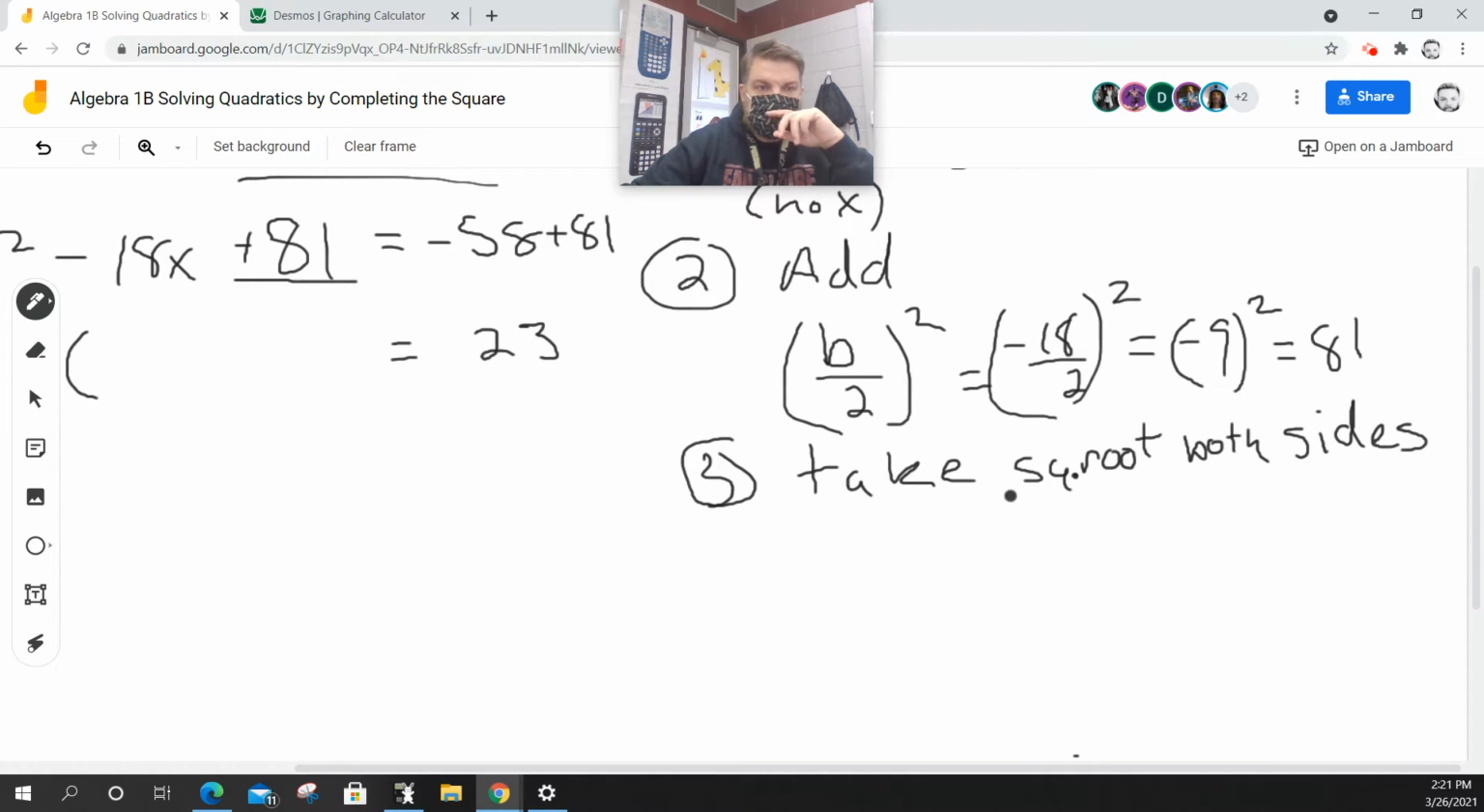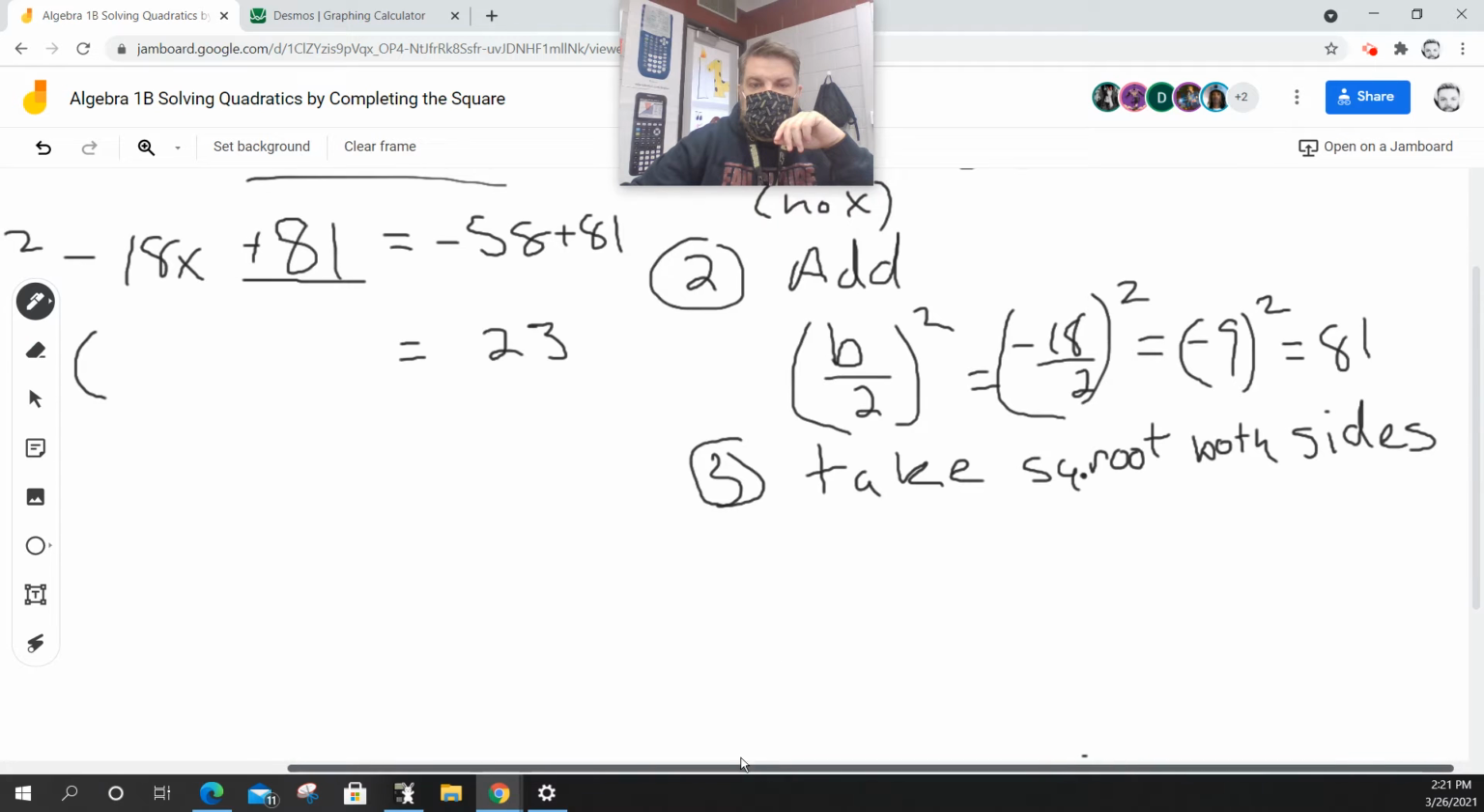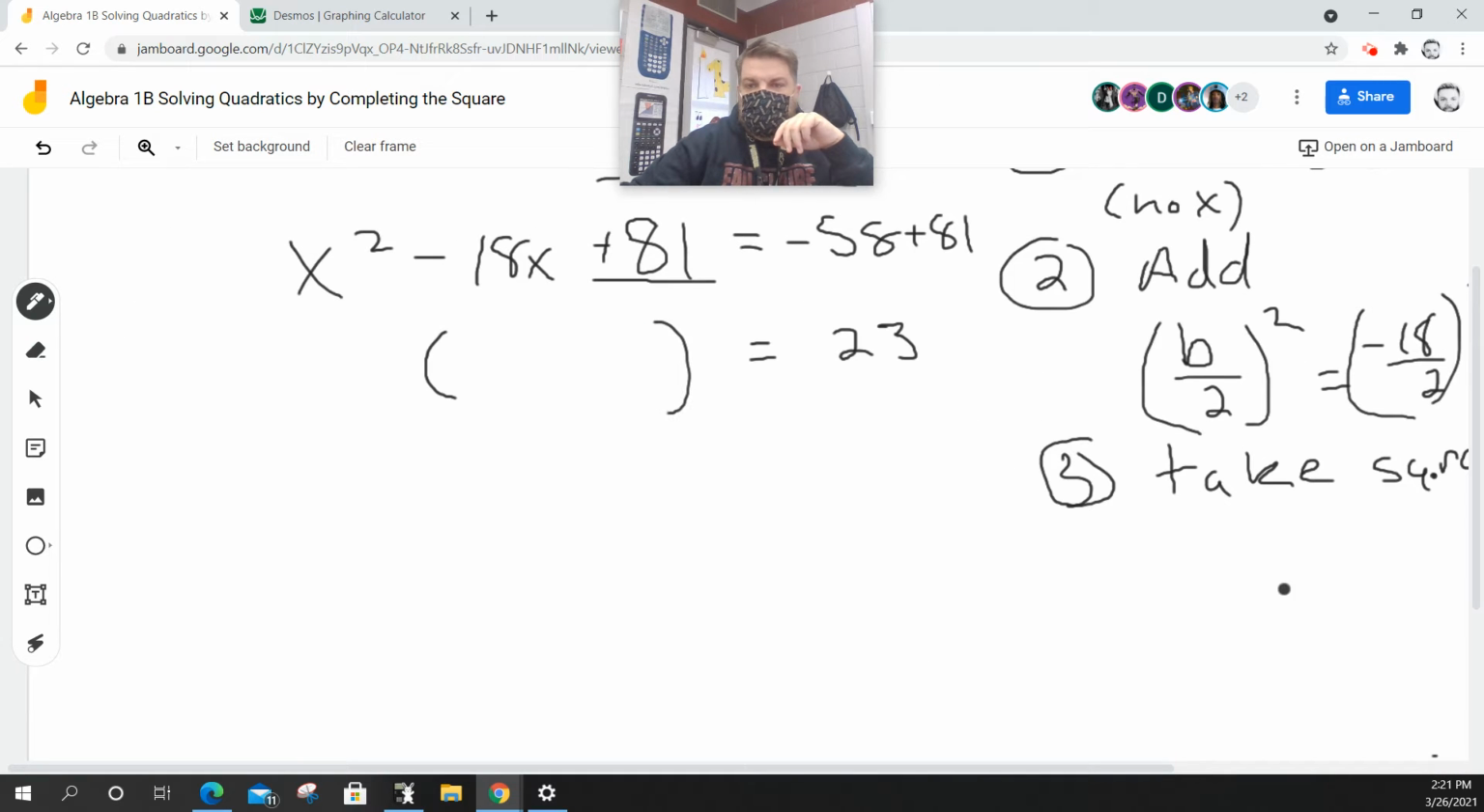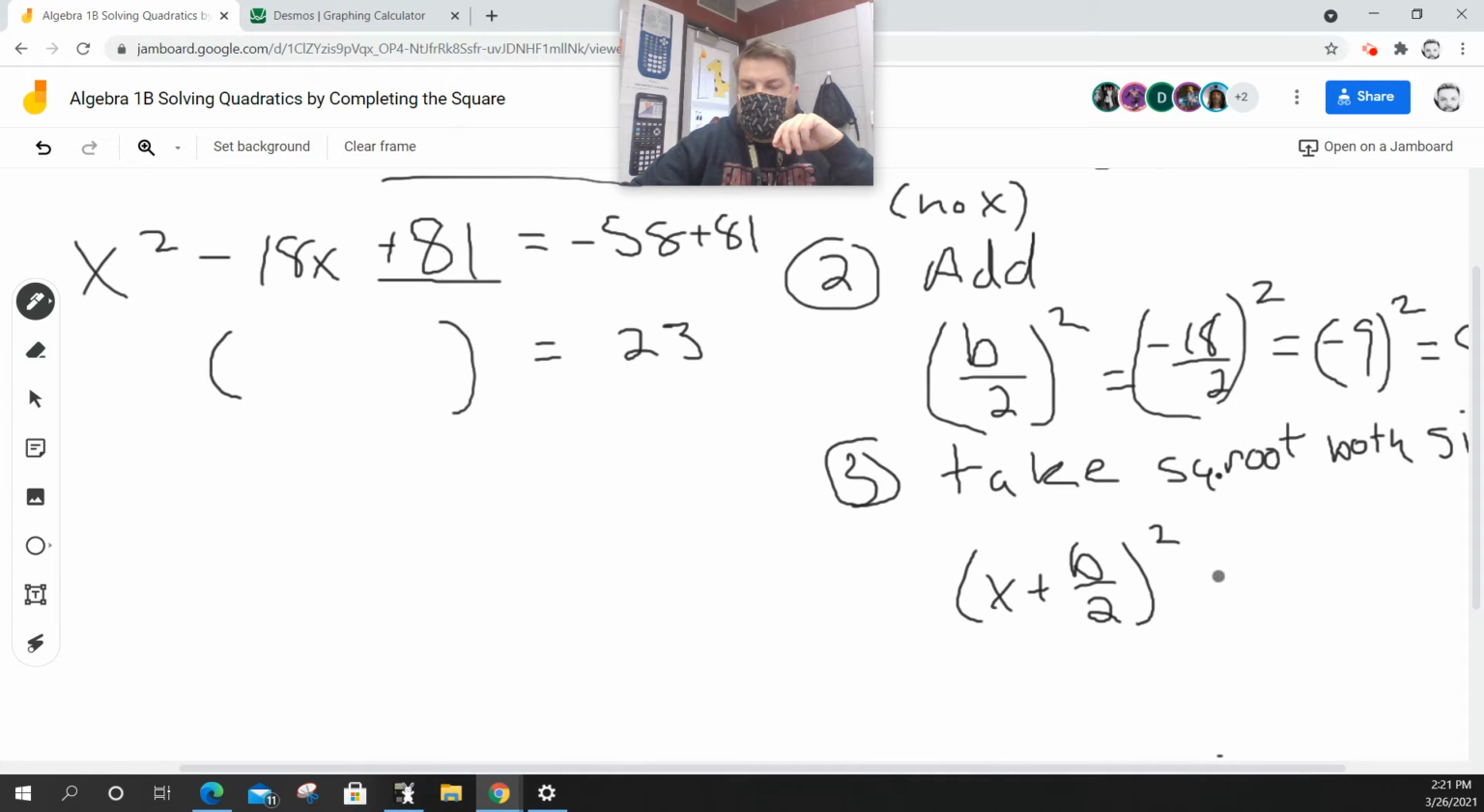Okay? But I have to remember that this is a perfect square. So this perfect square is going to be x plus b over 2 squared, and set that equal to some number c. And I'm going to take the square root of both sides. In this particular case, c equals 23. When I take the square root, remember I've got to do the plus or minus thing.